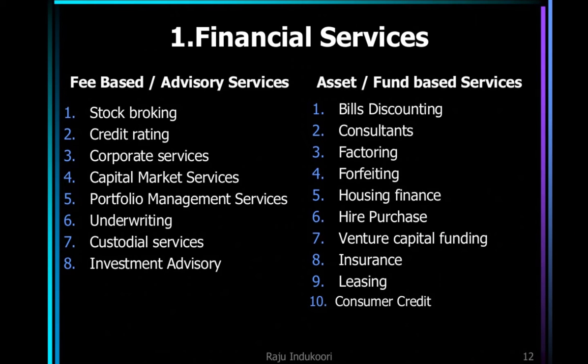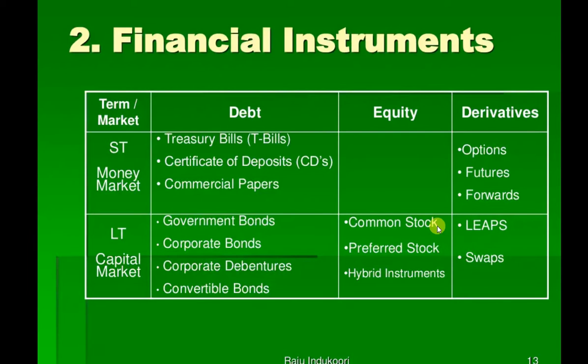Next are the financial instruments. In this table, you can see that in the term market, we have short term and long term investment opportunities. These are all the financial instruments. In the short term, we have the money market, like treasury bills (T-bills), CDs (certificates of deposit), commercial papers, in debt. In the short term, in equity, there is no instrument available, but in derivatives you can trade in options, futures and forward contracts. Why? Because all these three contracts have an expiry date which expires by the month end.